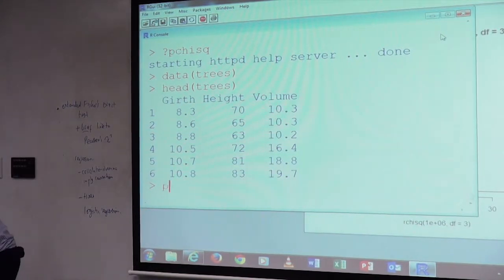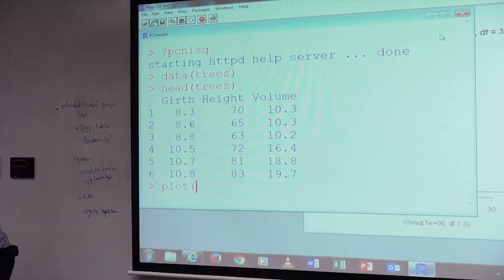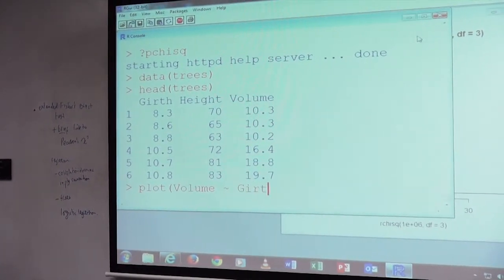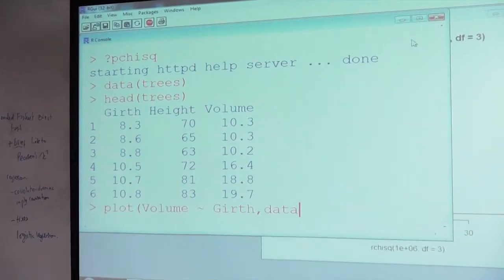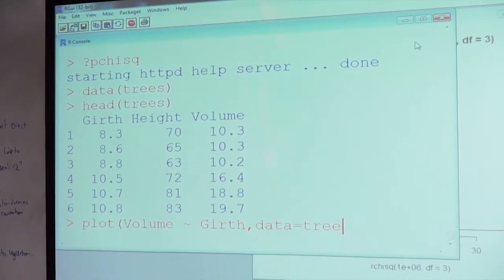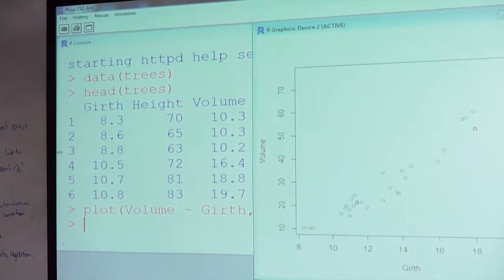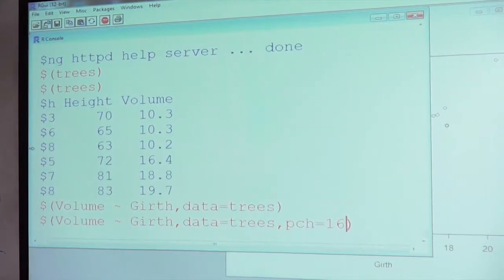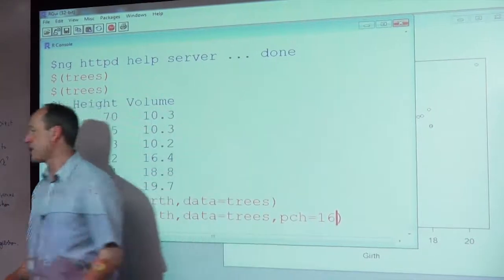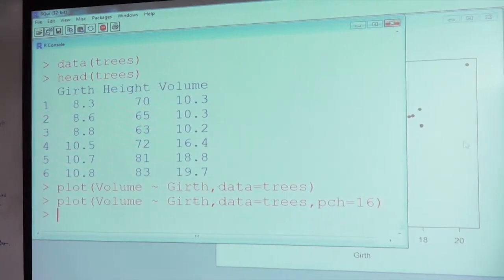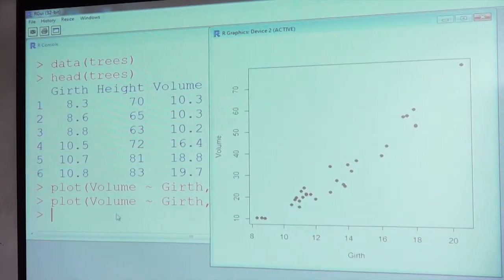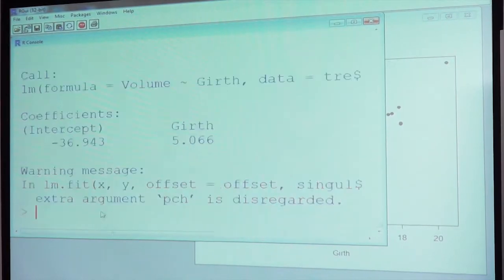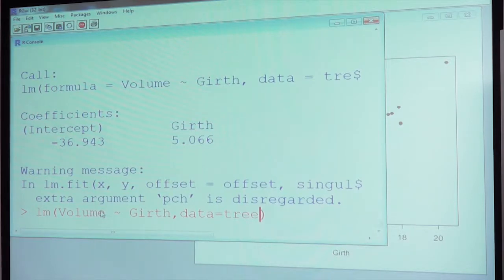Let's go back to plot volume as a function of girth, data equals trees. And I'll just tart this up a little bit. If I give it PCH equals 16, that's point character equals 16, it'll just make the points a bit more visible. There you go. Oh, it doesn't like point character for the linear model.